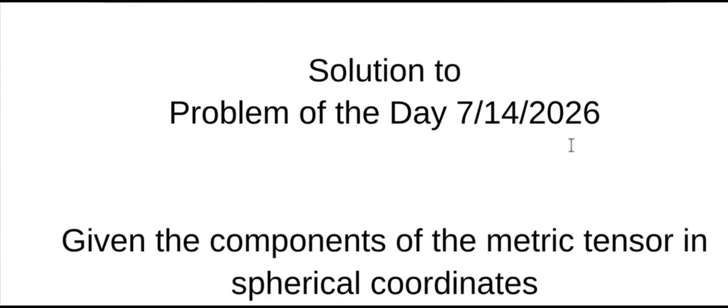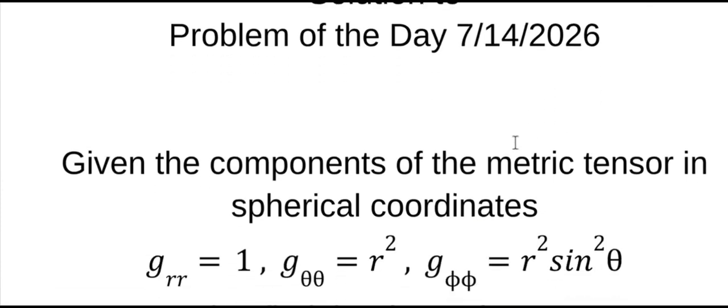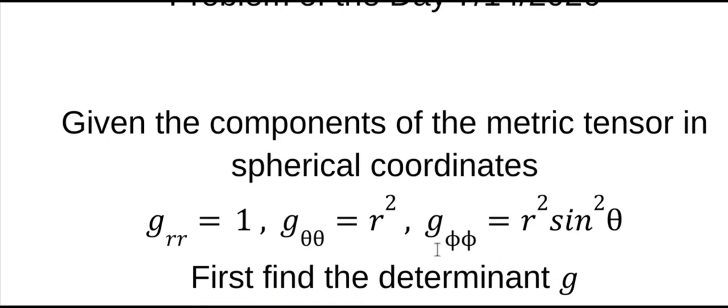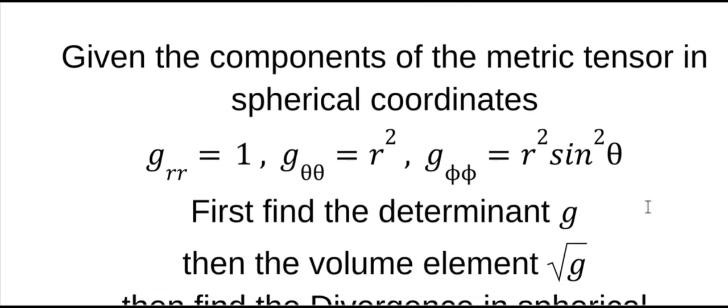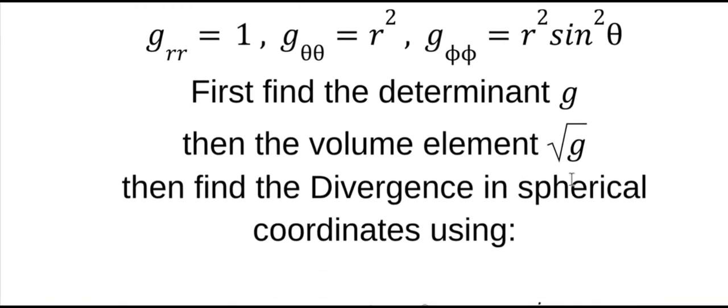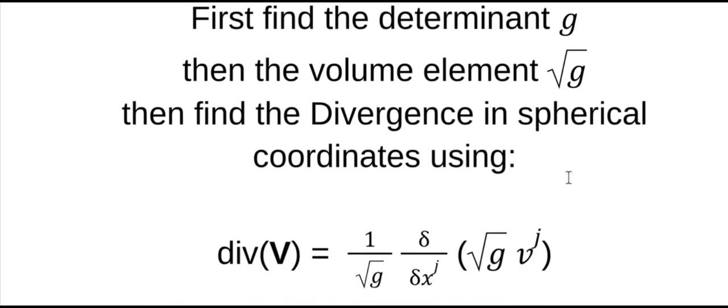The problem was: given the components of the metric tensor in spherical coordinates, so there are three, and all the off-diagonal elements are zero, right? First, find the determinant G, the determinant of this, then the volume element, which is the square root of G, then find the divergence in spherical coordinates using this generalized equation that we derived.